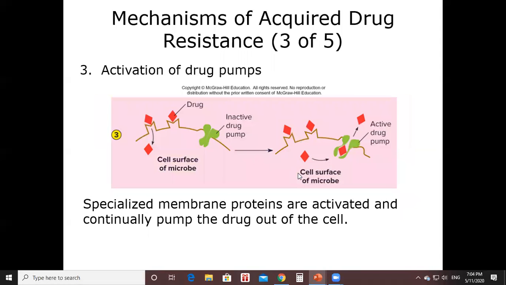Okay. Then we have active drug pumps. Sometimes a drug can get into the cell and does whatever effect it's going to do. But if they have an active drug pump, the drug gets in and the bacteria pumps it right back out. And so you just have drug that does not do its job inside to kill the bacteria.